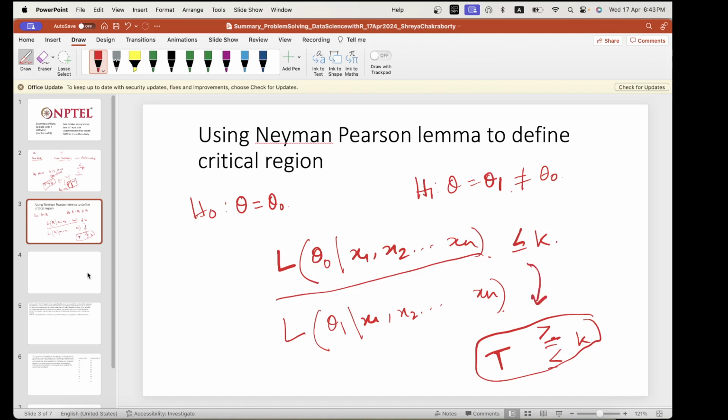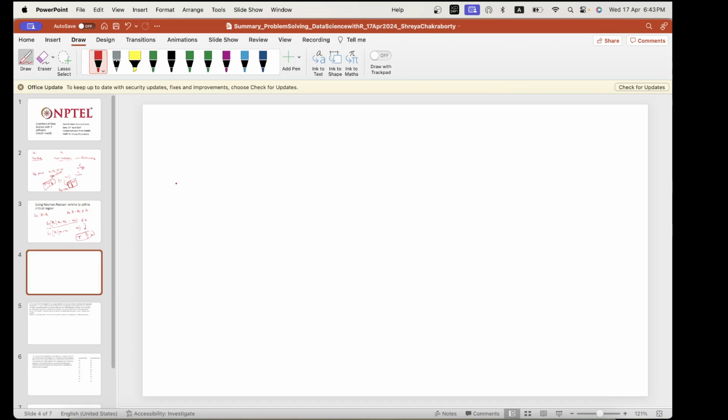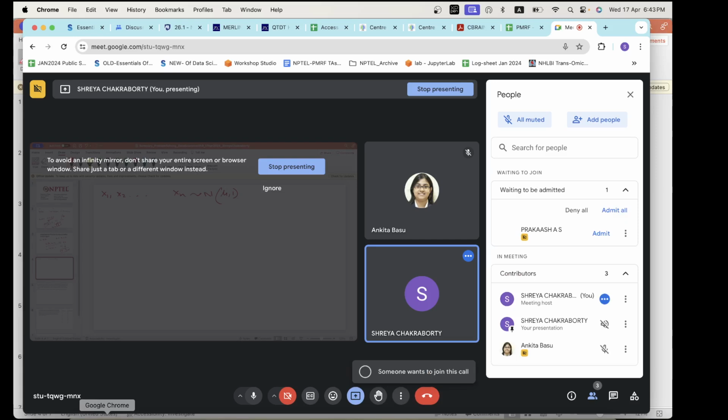So let me take an example of a normal distribution. All right. So let's say here I have x1, x2, xn. This follows some normal mu, 1. For the timing, I'm keeping the variance to be 1.